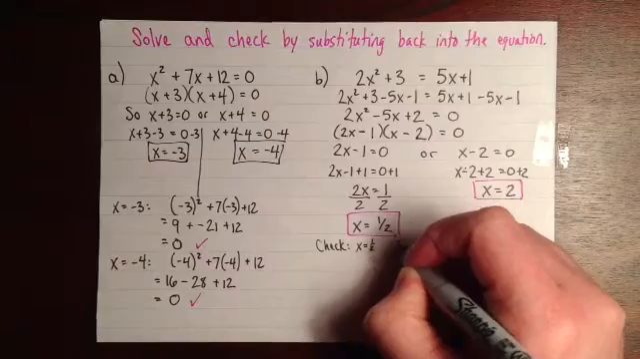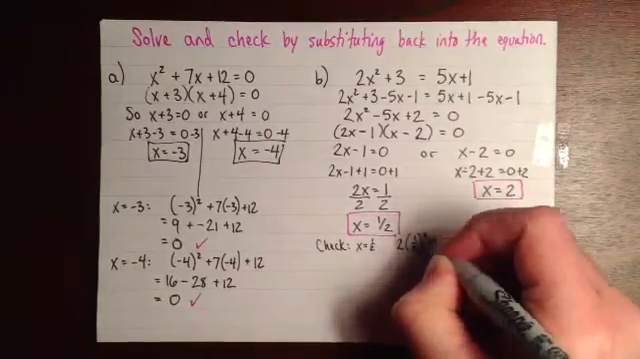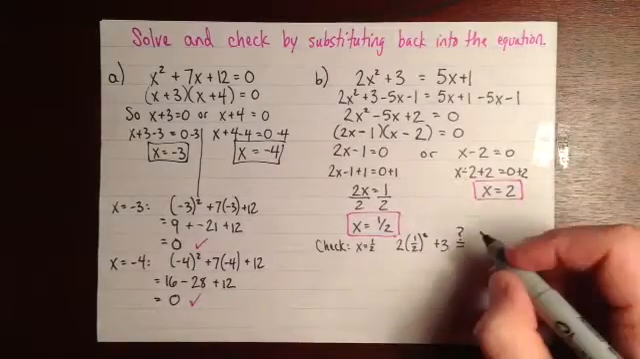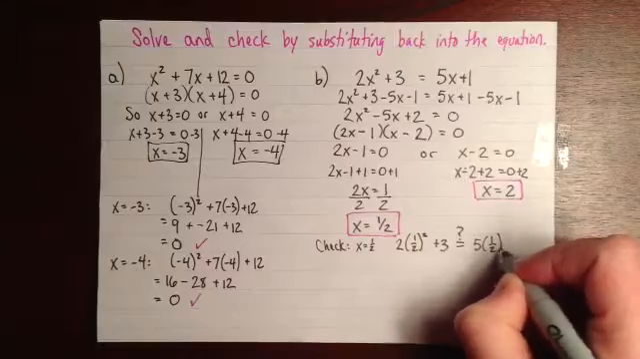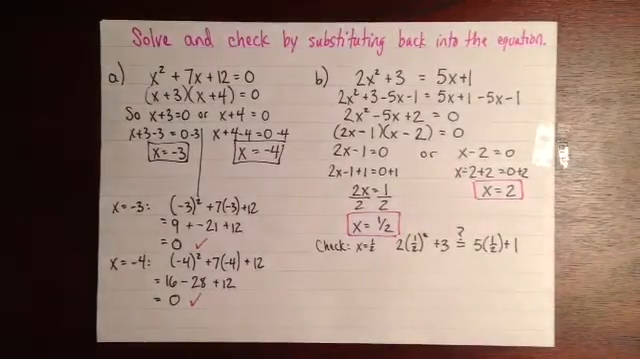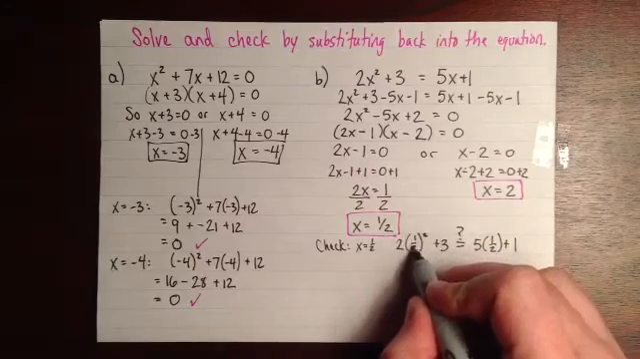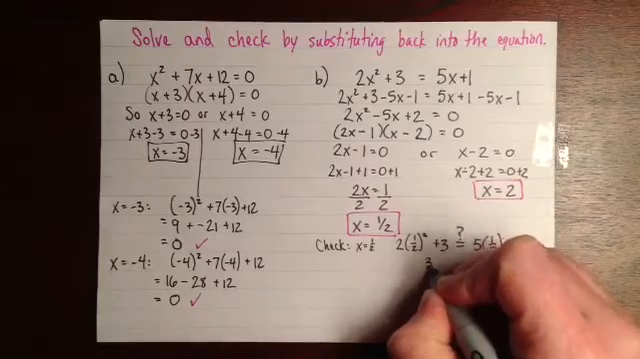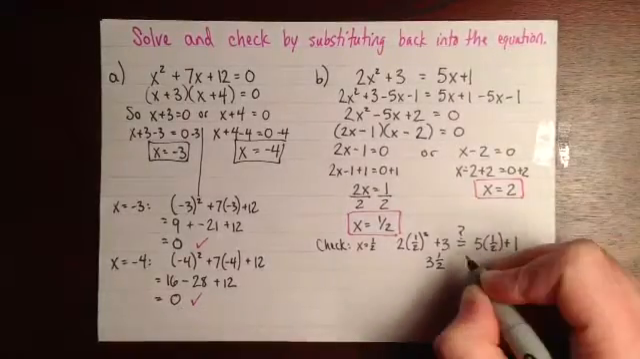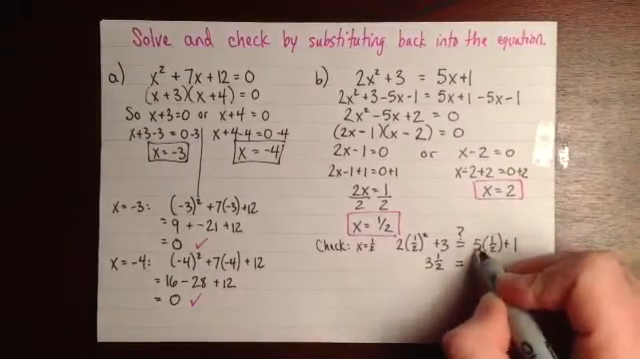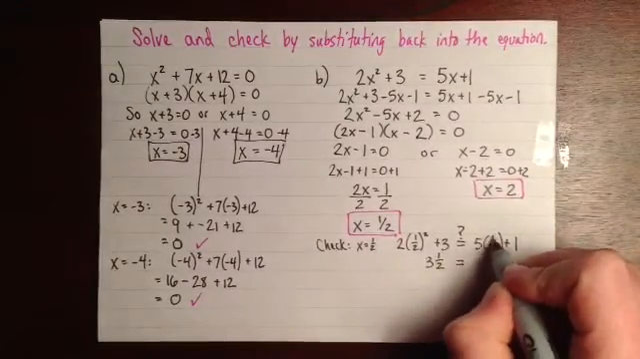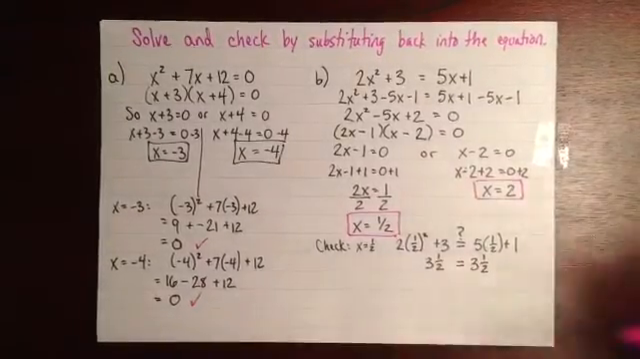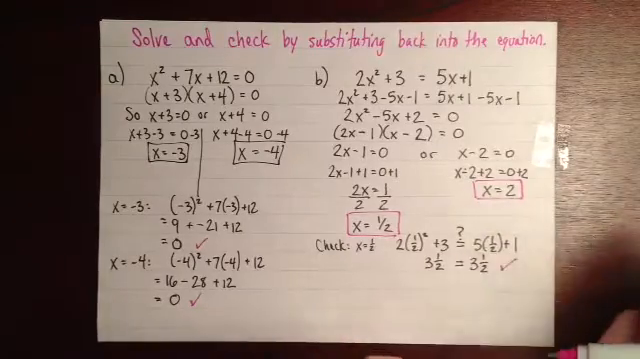So we have 2 times a half squared plus 3. And the question is, is that equal to 5 times a half plus 1? Okay, this is a fourth times 2 is a half. So this is 3 1/2. And then this is 5 times a half is 2 1/2 plus 1 is 3 1/2. And these are in fact equal, so that's perfect. It doesn't matter what they're equal to as long as they're equal to each other.